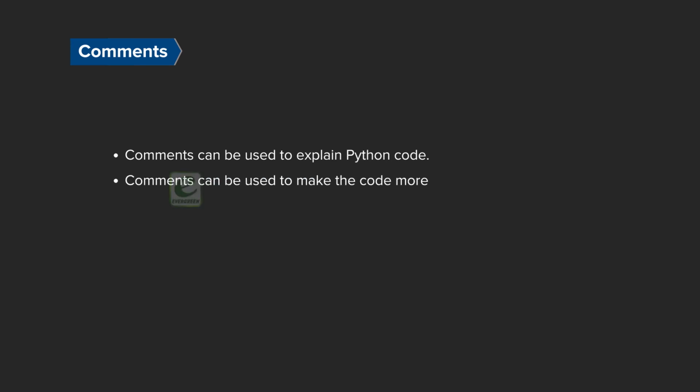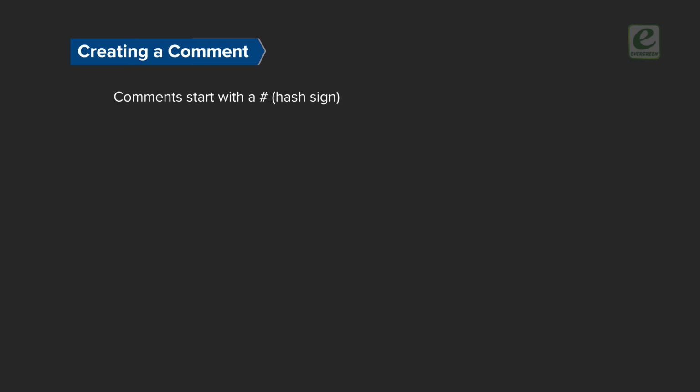Comments. Comments can be used to explain Python code. Comments can be used to make the code more readable. Comments are handy while testing the code. Creating a comment. Comments start with a hash sign. Example: hash sum of two numbers.